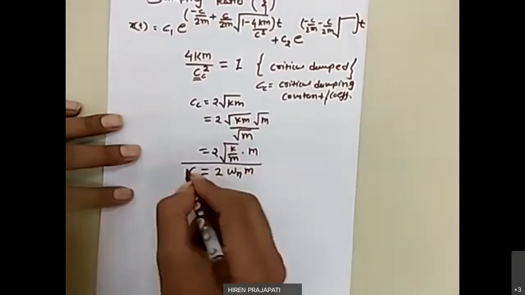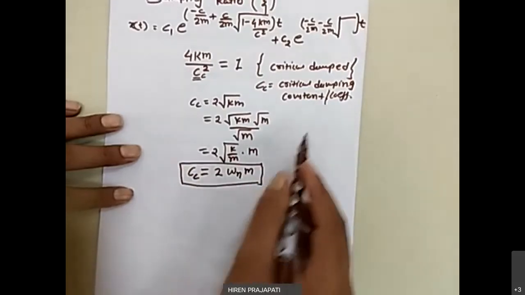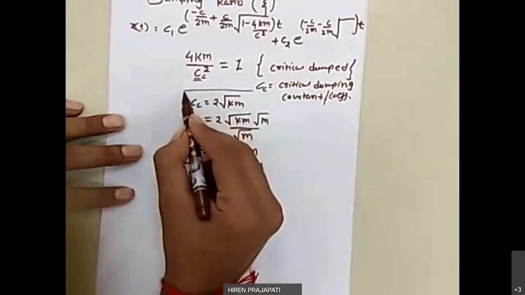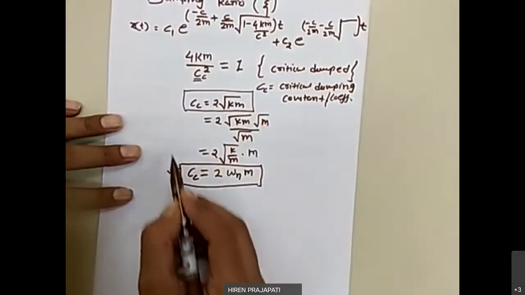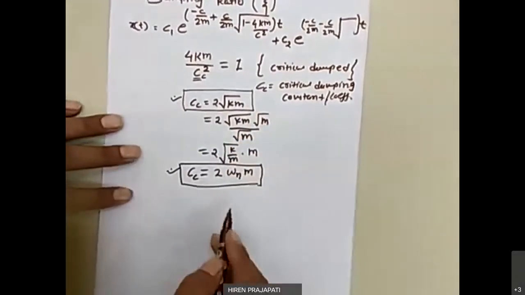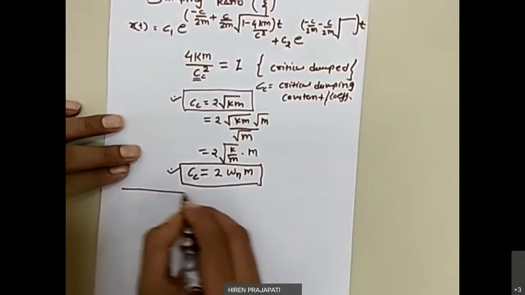This is the equation of critical damping coefficient. This is called critical damping. So either this or this, both are the equations for critical damping coefficient. Right? Now we'll see what is the significance of this critical damping coefficient in today's session.